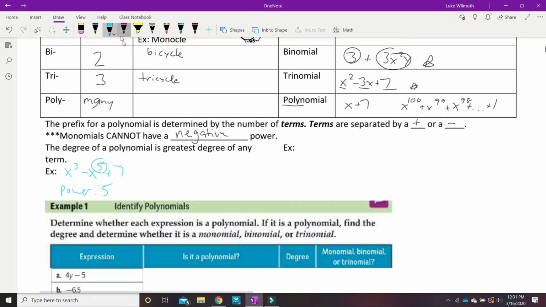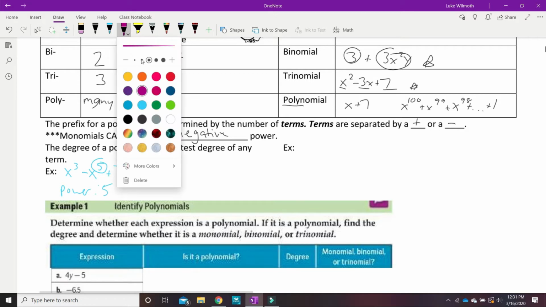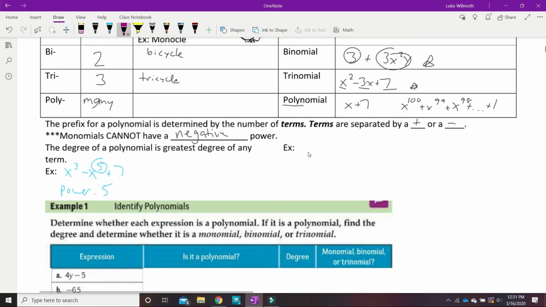It gets a little bit more complicated if I start looking at terms with more than one variable in them. So let's say we have 3xy squared minus 2x squared y squared plus, let's say, x to the third.